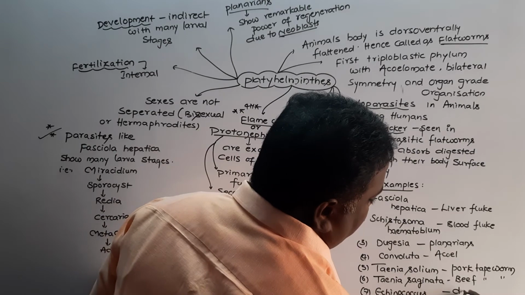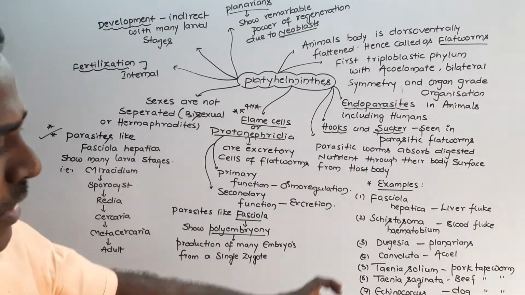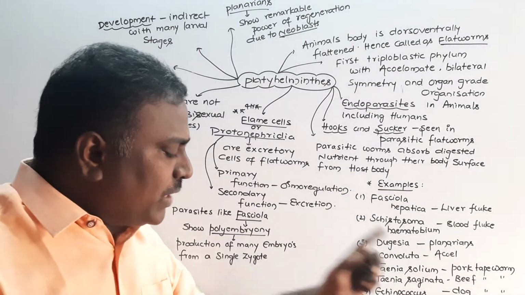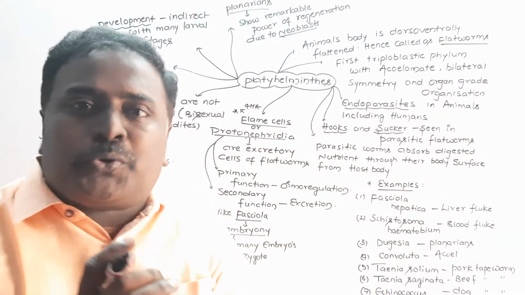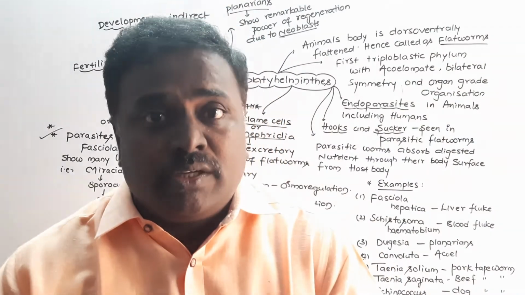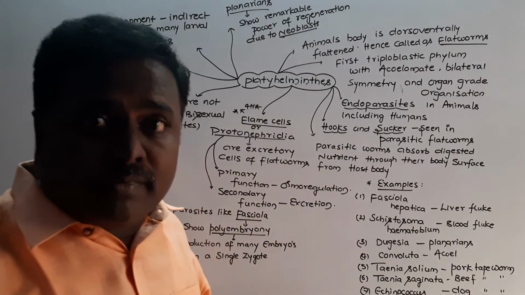Echinococcus granulosus. This is called dog tapeworm. Thus, you are saying Fasciola, Schistosoma, Taenia solium, Taenia saginata, Echinococcus granulosus. All these are very important examples. If they are not given in your textbook, you have to read these all.